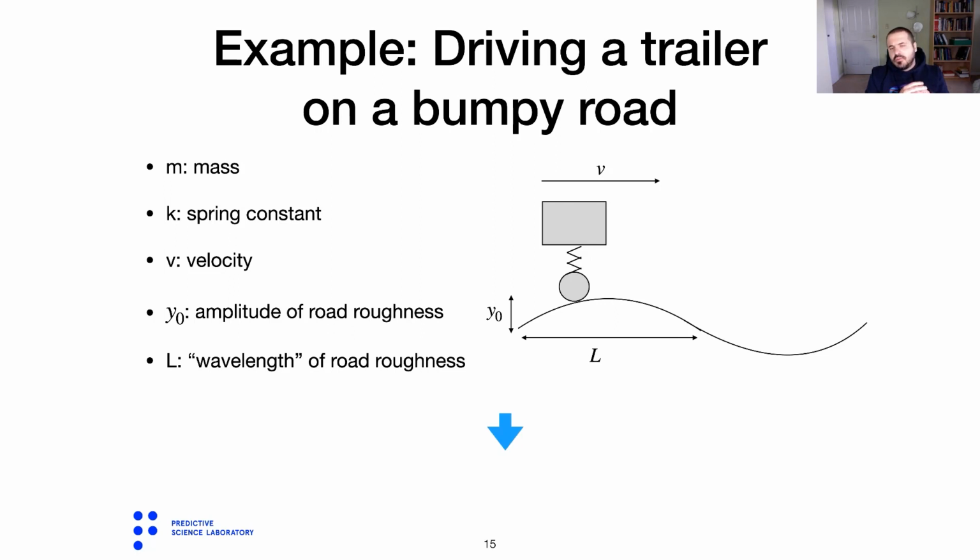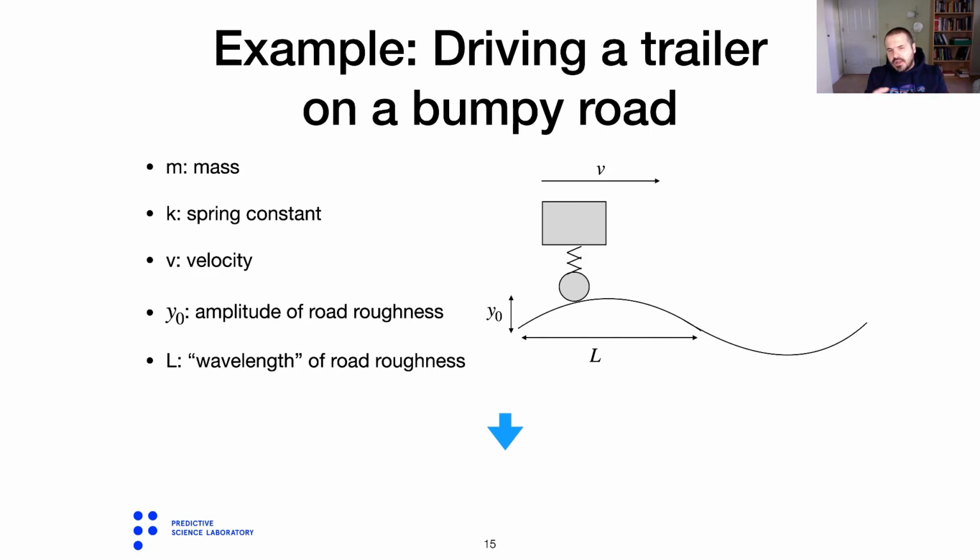Now v is going to be the velocity with which the trailer is traveling on the bumpy road. Y naught is the amplitude of road roughness. So here we're going to assume that the road goes up and down in a sinusoidal way, with Y naught being the amplitude and L being the wavelength of the road roughness.